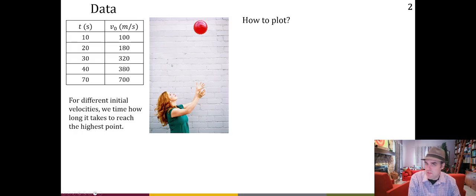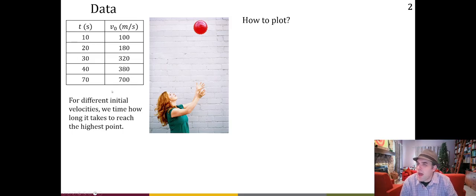It's not always obvious how to plot something. So let me walk you through some data that we're going to take in a simulation here later. And that is, we're going to time how long it takes to throw a ball up in the air to reach its highest point. So for a bunch of different initial velocities, let's say we throw it at 100, it takes 10 seconds to reach its highest point, 180, it's 20, and so on. So we do this experiment, we toss it in the air and time how long it takes to reach the highest point, and we got this table of data here.